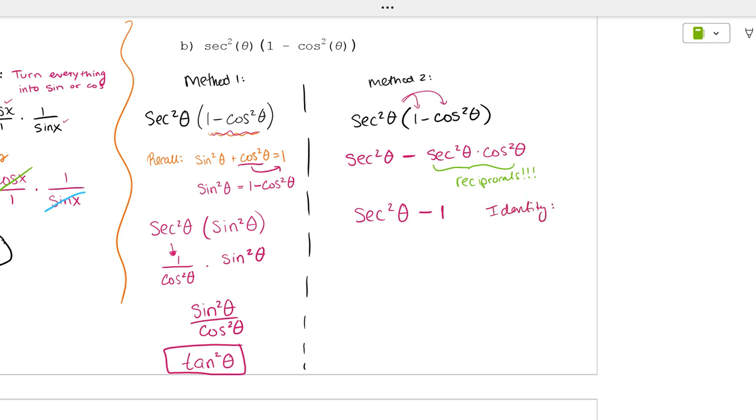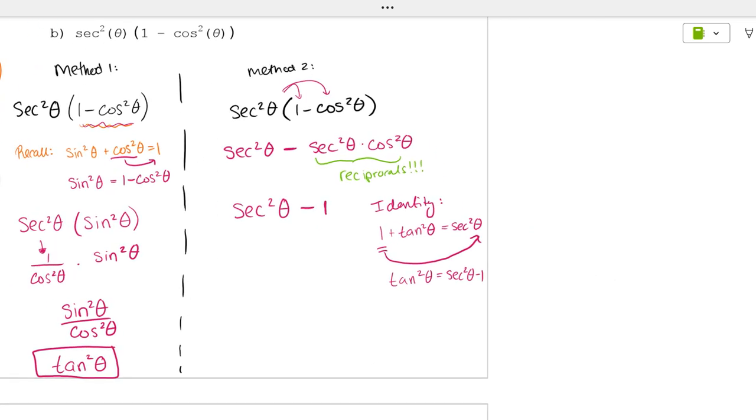So we have another Pythagorean identity that tells us that 1 plus tan squared theta is equal to secant squared theta. And once again, it's not exactly what we have on our page, but if I want this to be secant squared minus 1, I can move that 1 over to the other side. Then that leaves only tan squared on my left side. And my right side becomes secant squared minus 1. So that means that this whole thing can be replaced with tan squared theta.